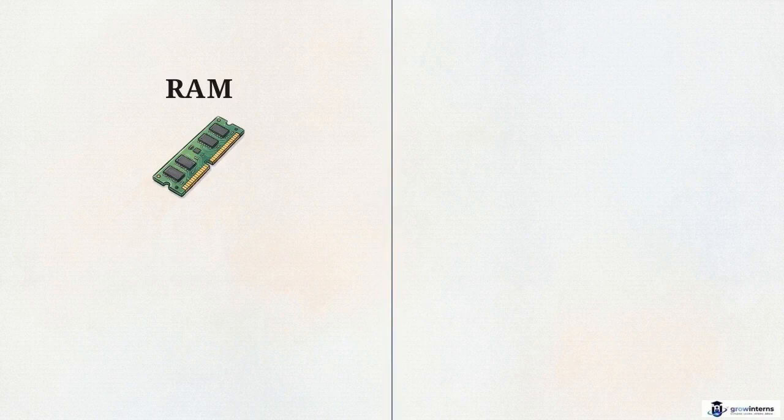Look at this split screen diagram. On the left, we have your computer's RAM. It is fast, but it is volatile. Every variable you create lives here, and when your program ends, this block wipes clean.